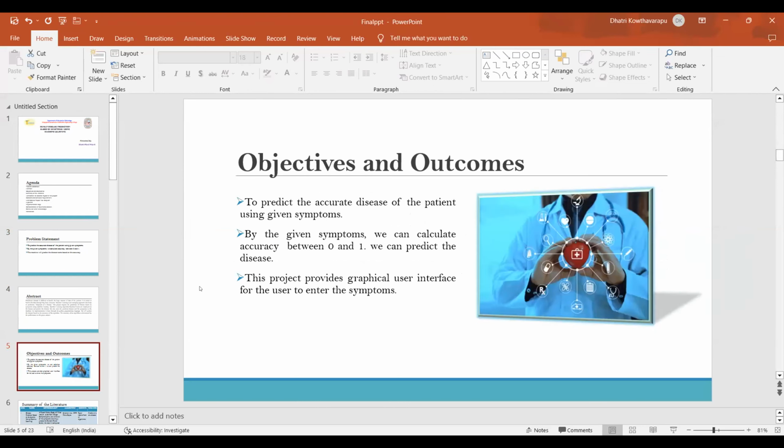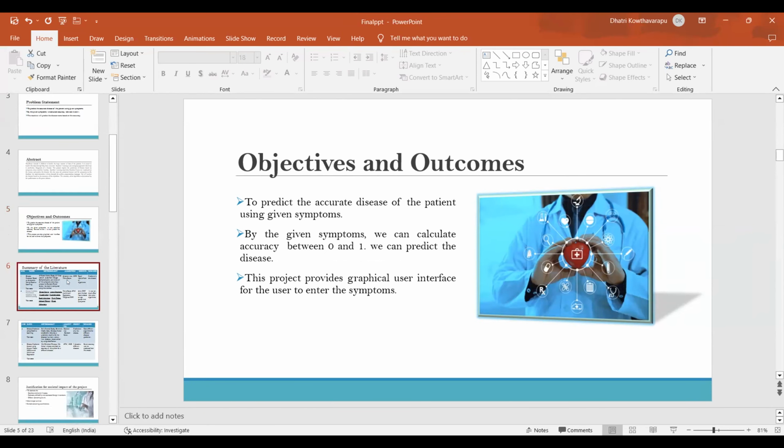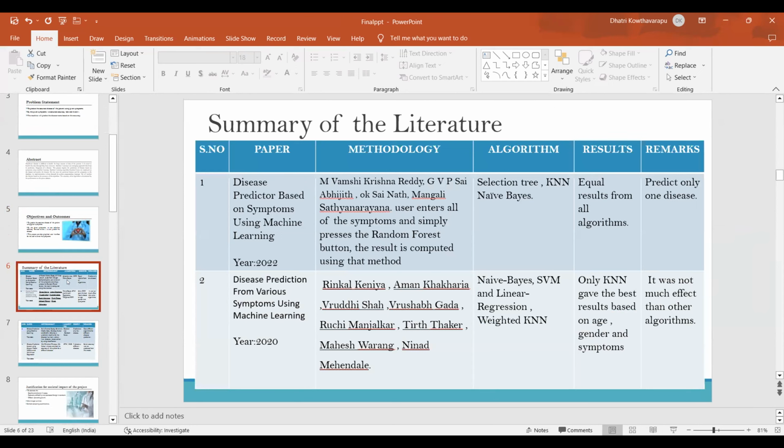The main objective of this project was to predict the accurate disease of the patient by taking the symptoms from the user. This project also provides a graphical user interface for the user to enter the symptoms. It is easy to use. Before this, we had similar works, but they were not very accurate. They also used disease prediction by taking symptoms from the user. They used the Naive Bayes algorithm, but it gives an accurate result only for a single disease. So that is their drawback.